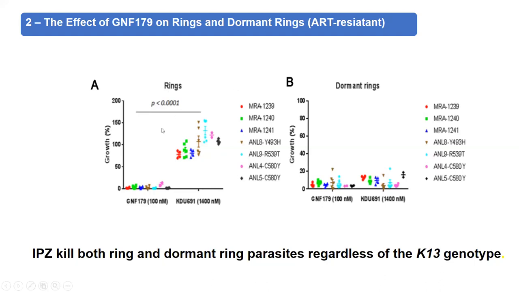But in graph A, we can see that GNF kills the normal ring. In graph B, we can see that both GNF and KDU kill the dormant ring. And we conclude that IPZ, imidazolopiperazine, kills both ring and dormant ring parasites regardless of the K13 phenotype.